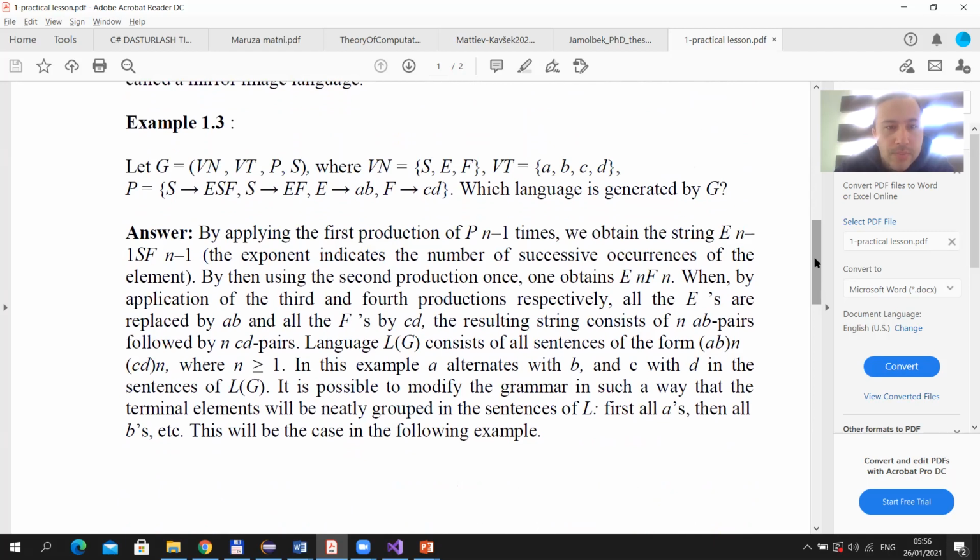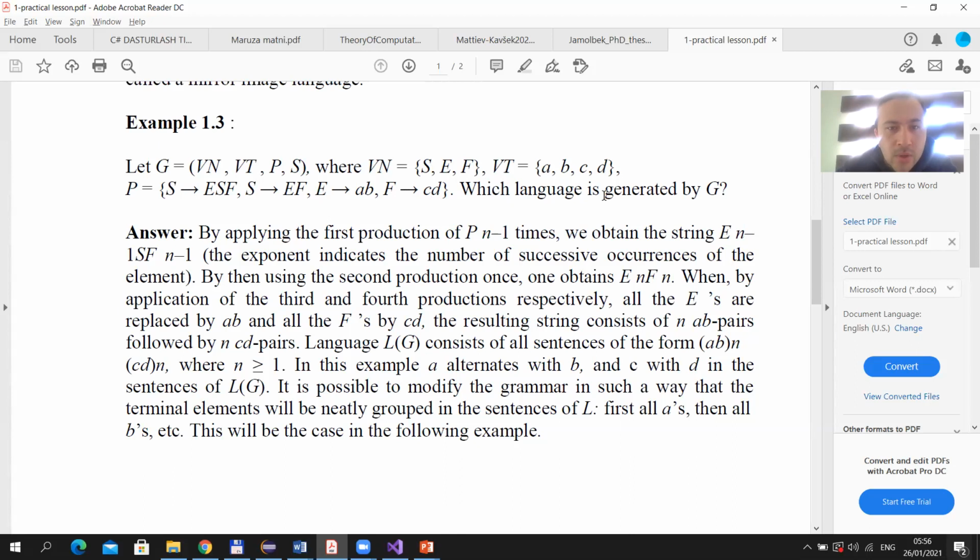Okay, so now the next exercise. We are given another grammar. The non-terminals now consist of S, E, and F. The terminals are A, B, C, and D, and our rules are S goes to ESF, S goes to EF, E goes to AB, and F goes to CD.